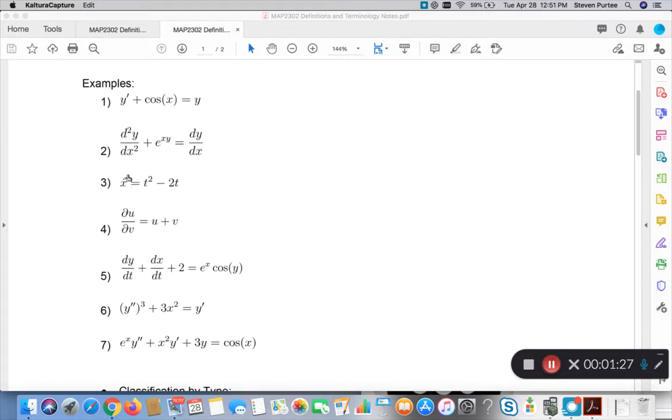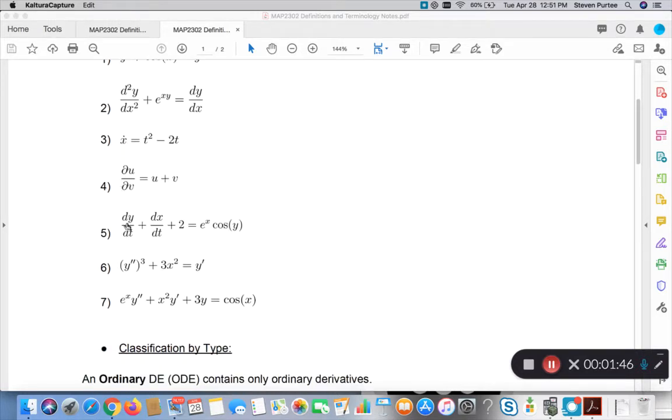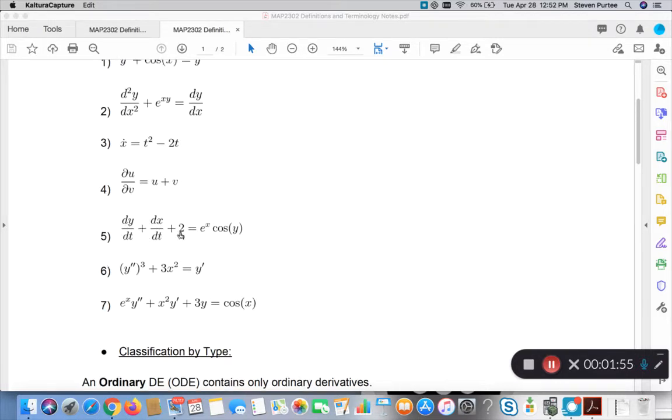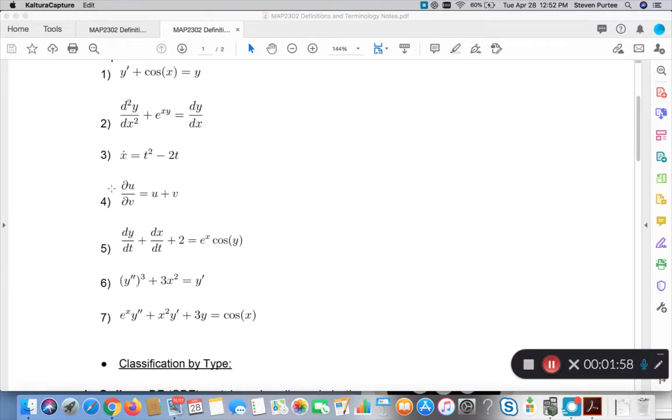Sometimes we'll use dot notation. This is from physics. So x dot here means the derivative of x with respect to time. So our independent variable here is t, and our dependent is y. Sometimes we'll have one independent variable, t, and two different dependent variables. So maybe x and y both depend on t. Sometimes we'll have partial derivatives. This will be an example of a partial differential equation.